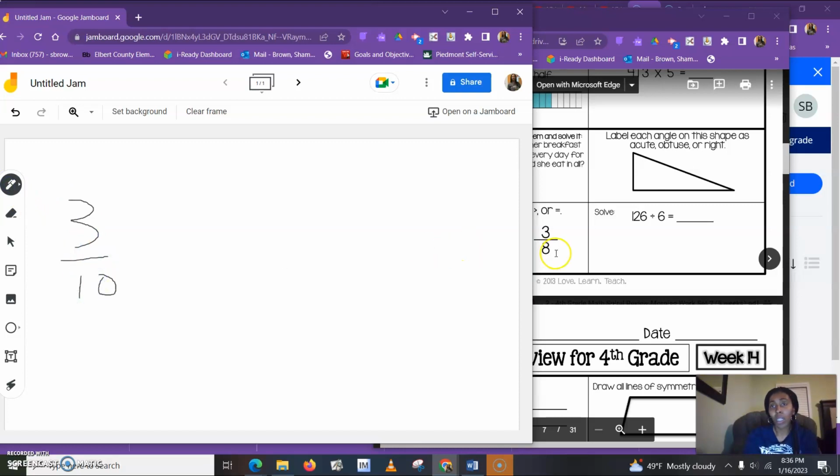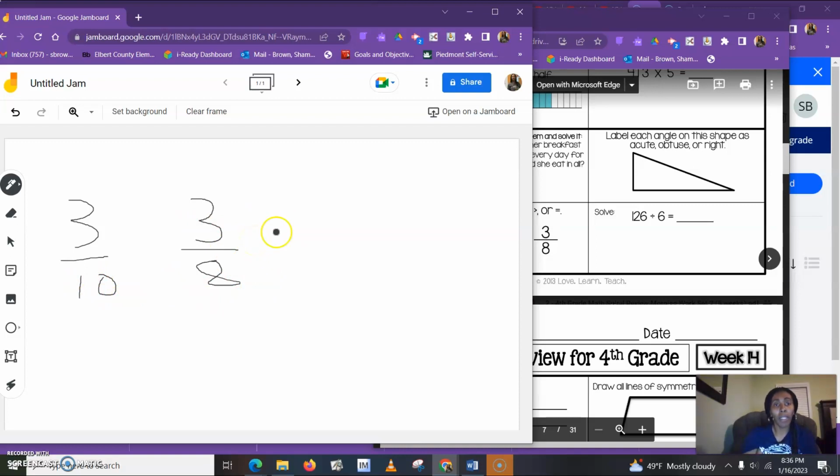3/10 and 3/8. Okay, so we have the same numerator, but we have different denominators. And honestly, we can look at this and tell automatically which one is bigger, because we know that tenths and eighths, if we compare these, tenths would be smaller than eighths, because the bigger the denominator, the smaller the piece. So we know that this right here would be smaller than this.